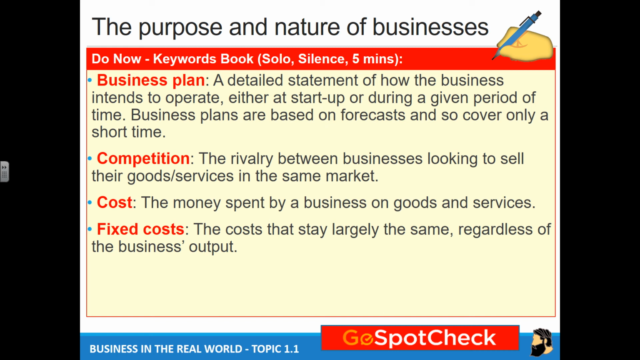Whereas there'll be other costs that will go up or down, which aren't fixed, because it depends on what you're making, how much you're making. Which we're going to go into some other time.